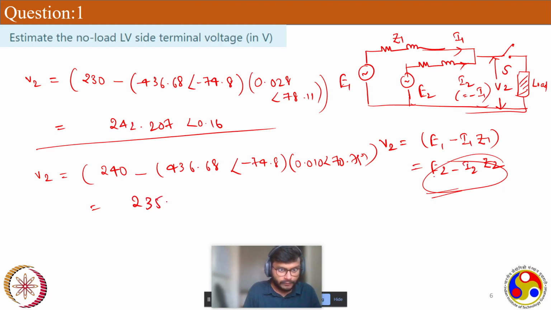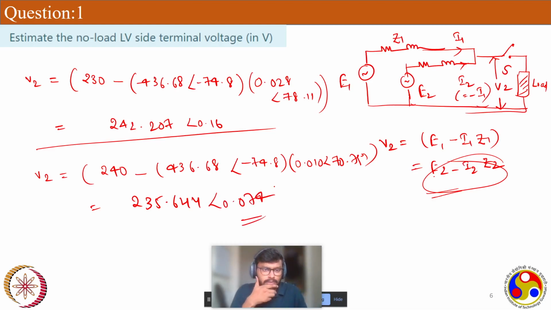235.644 at an angle of 0.074. So I'm getting a difference of around 7 volts. I think somewhere I have taken fewer decimals or there is some angle difference, but it's fine. 235.644 seems like a better answer because somewhere I missed some angles. You can tally it from your side as well.